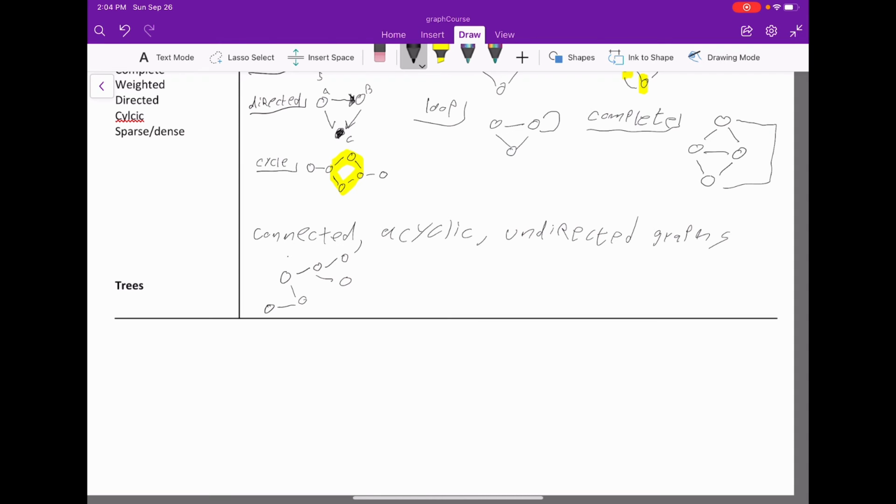There's also the concept of a forest, which is just a collection of trees. That is to say, it's an undirected graph where any two vertices are connected by at most one path. So it could be a tree here, and then we have another tree here. And they're basically just a collection of trees.